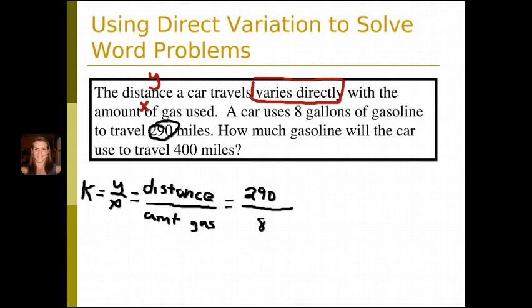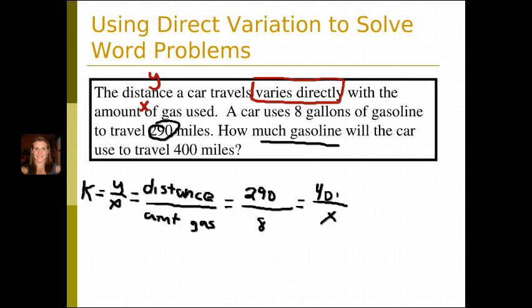So if I use that shortcut that we taught you earlier, you're going to say y over x is equal to y over x. Well, the question that they're asking us is how much gasoline will the car use to travel 400 miles? We don't know how much gasoline, therefore we don't know the amount. So that stays in x. But we do know how far they want us to travel, which is 400 miles.